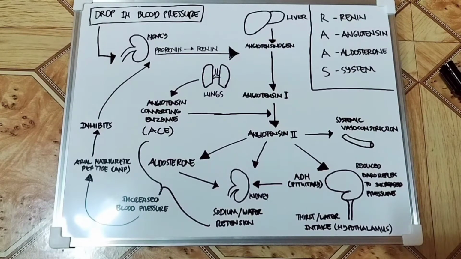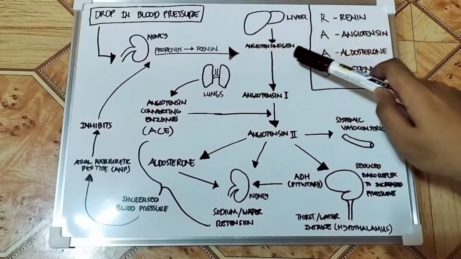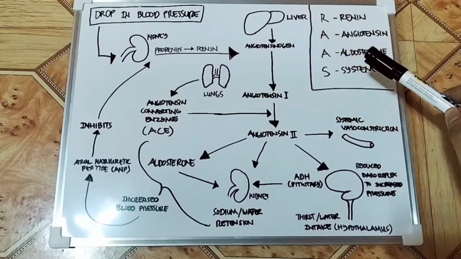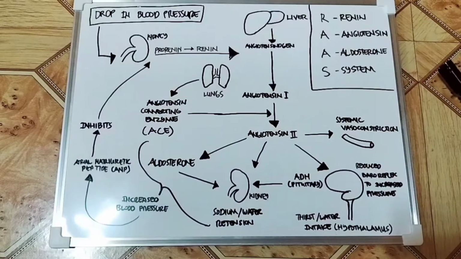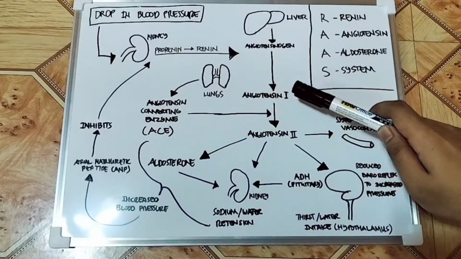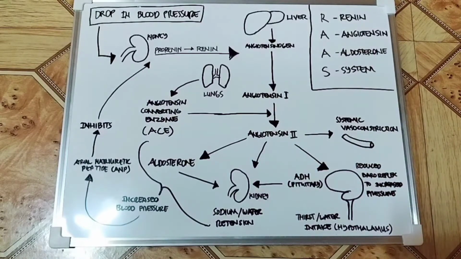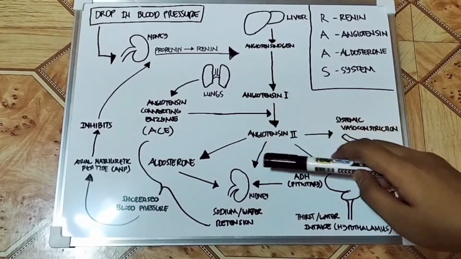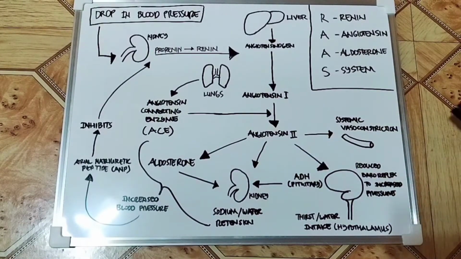Renin converts a plasma protein called angiotensinogen from the liver into angiotensin 1. Angiotensin converting enzyme from the lungs converts angiotensin 1 to angiotensin 2. Angiotensin 2 has many effects. Angiotensin 2 is a potent vasoconstrictor and causes vasoconstriction in the systemic circulation, resulting in increased blood pressure.